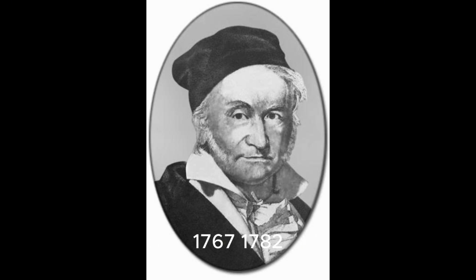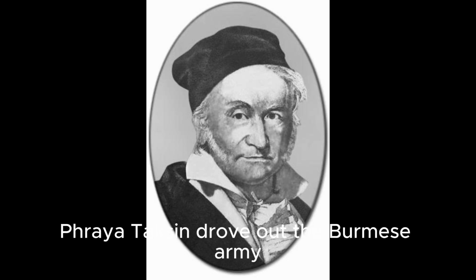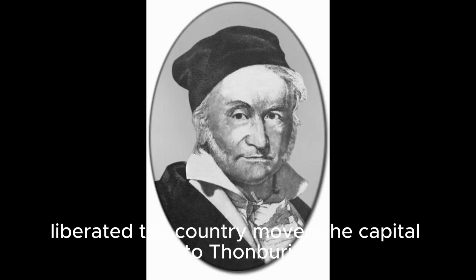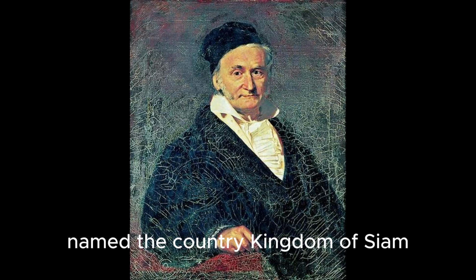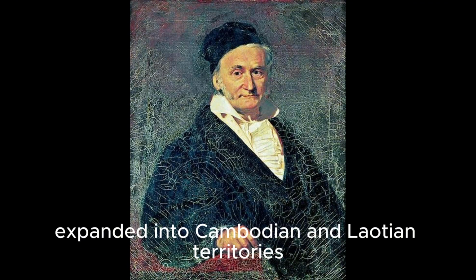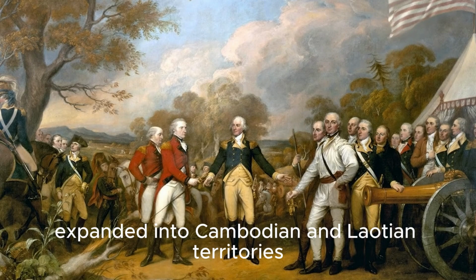1767-1782, Phraya Taksin drove out the Burmese army, liberated the country, moved the capital to Thonburi, named the country Kingdom of Siam, and expanded into Cambodian and Laotian territories.